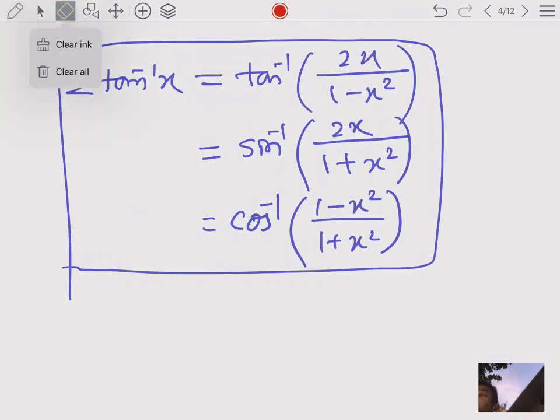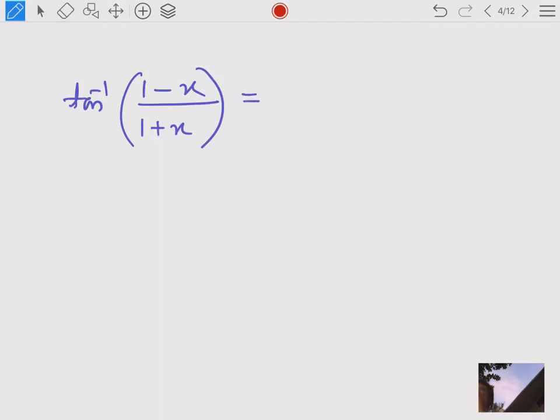Now there are some more formulas in tan inverse x properties which are very important, like tan inverse of 1 minus x upon 1 plus x. This is also a very important property. Students, we can write tan inverse of 1 minus x upon 1 plus 1 into x.